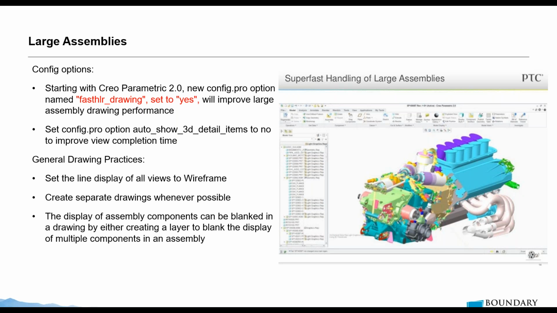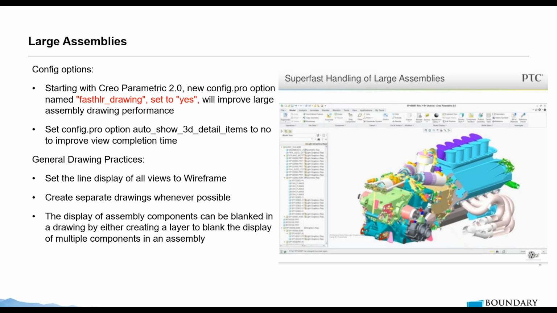Some general things that you can do: change your views to wireframe. I'm not saying when you print it, it should be in wireframe, but as you're working with this drawing, just make your views wireframe. Creo is going to be a lot more responsive. It's not going to be as hard on your machine or on your PC. And then as soon as you want to print them out or plot them, you change them back, and you can print or plot and then change them back.